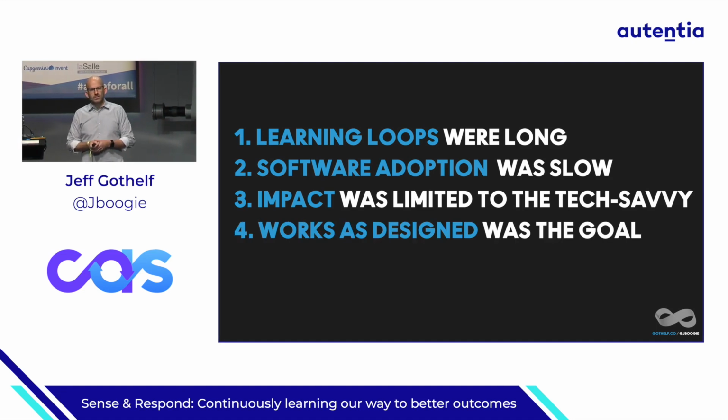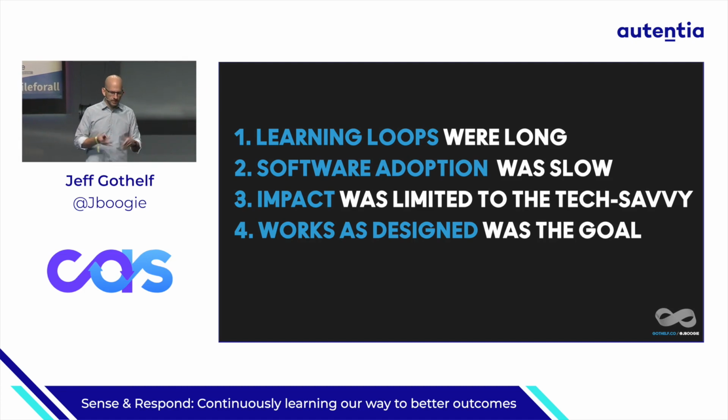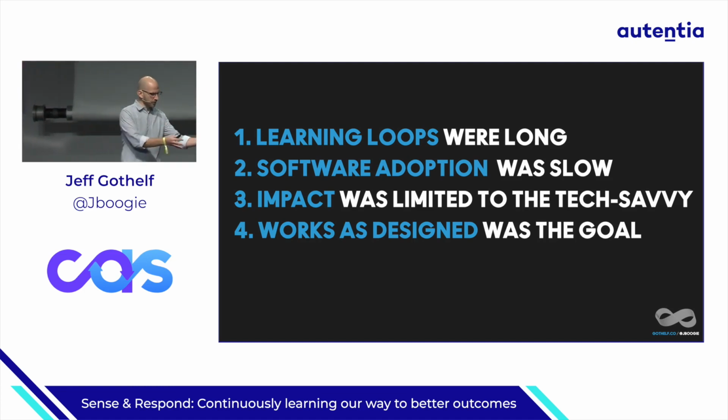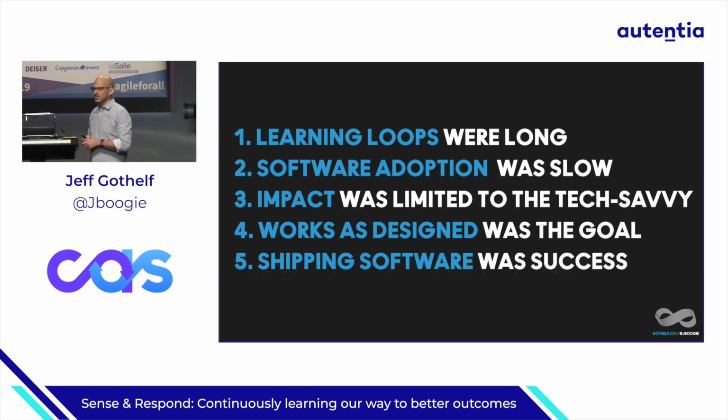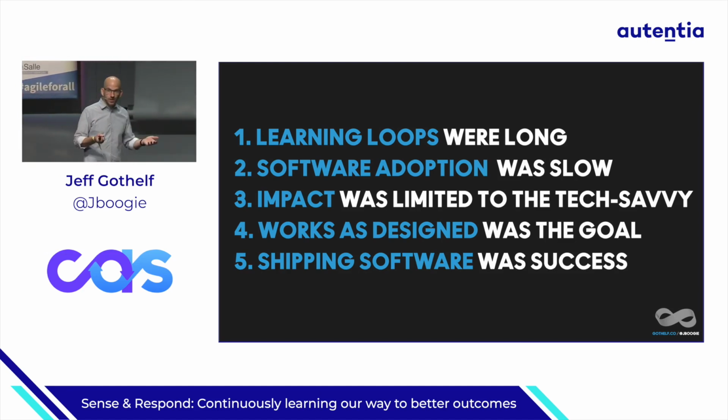The goal for the software that we designed and shipped back then was works as designed, right? This was the spec, the software had to match the spec, and that was it, right? That was the goal, and our measure of success was shipping, right? Did we ship the software on time, preferably on budget? That was the measure of success. And that's how the world worked 20 or 25 years ago, right?